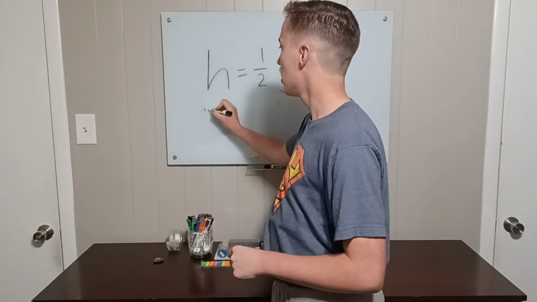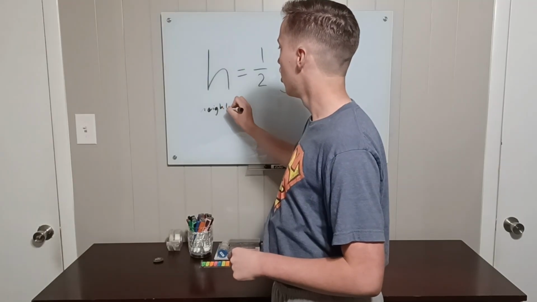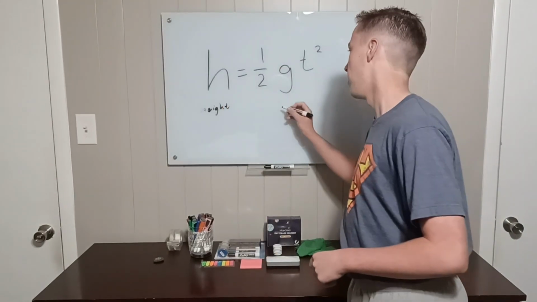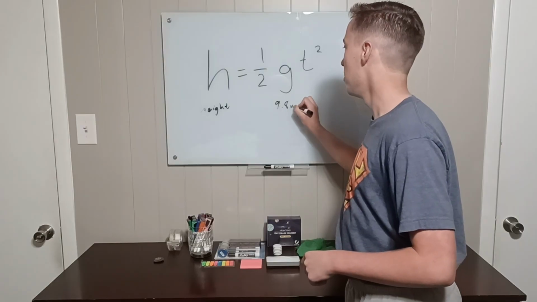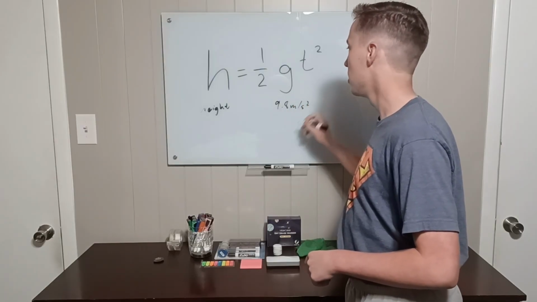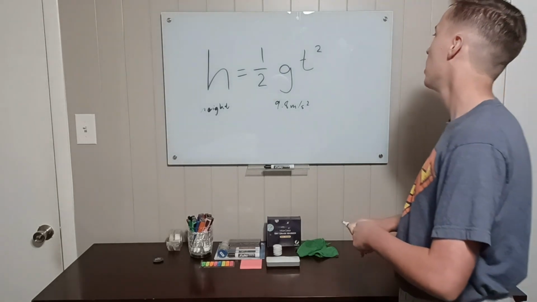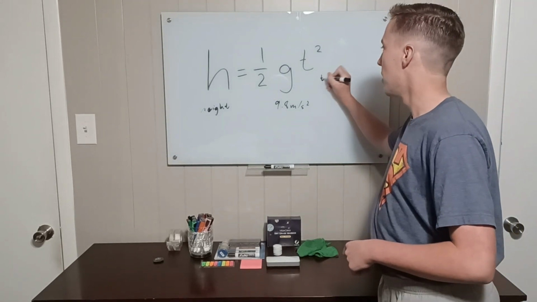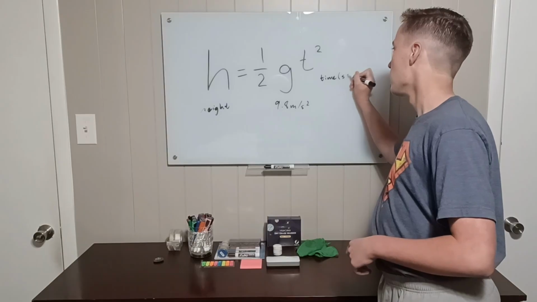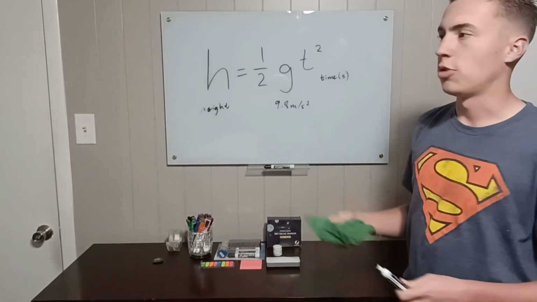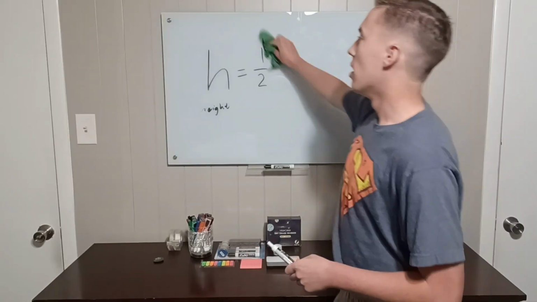So here's the height, represented by h, gravity, which is 9.8 meters per second squared. It's the acceleration due to gravity. And then finally we have time in seconds. So where does this equation actually come from? Let's start with what we know.